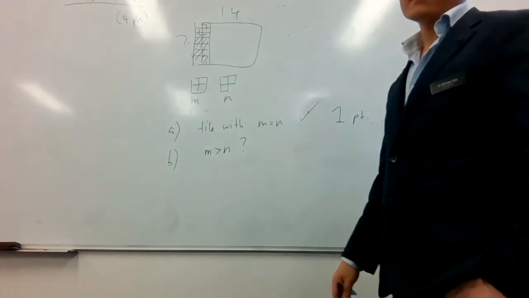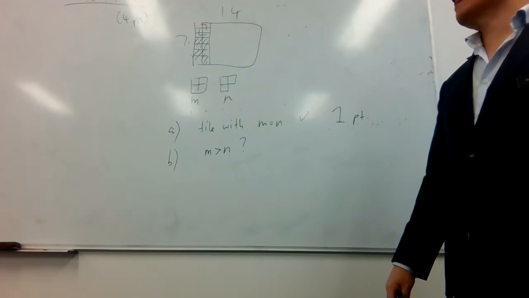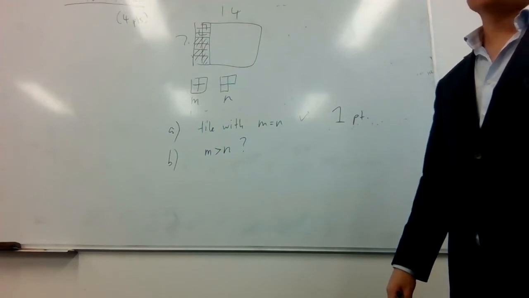Okay, so my theory is that it can't be done because there's 7 rows, correct? And 7 is odd, but remember like the squares were 2 by 2?